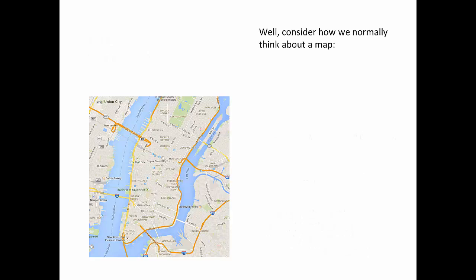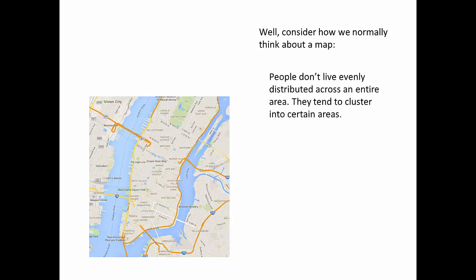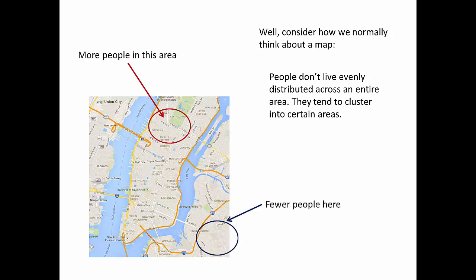Well, consider how we normally think about a map. People don't live evenly distributed across an entire area. They tend to cluster in certain areas. So for the map of Manhattan on our left, we may find that the population density is higher up there by Central Park. There are more people living in this area. And there may be fewer people living southeast of that.